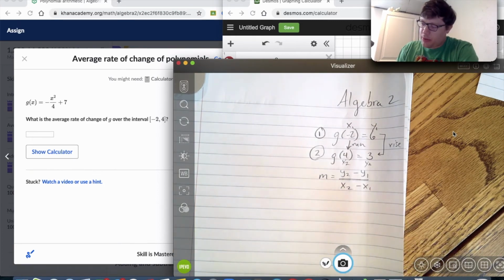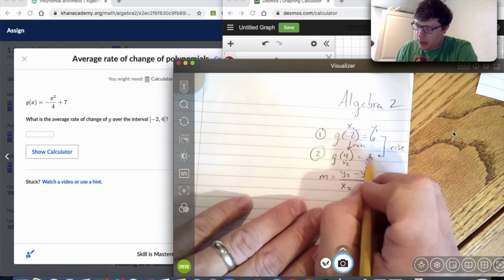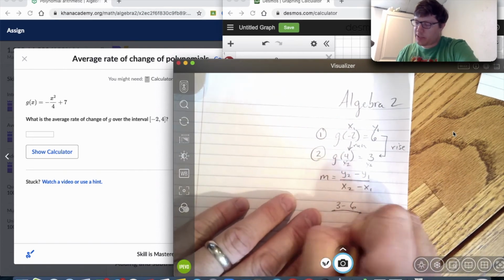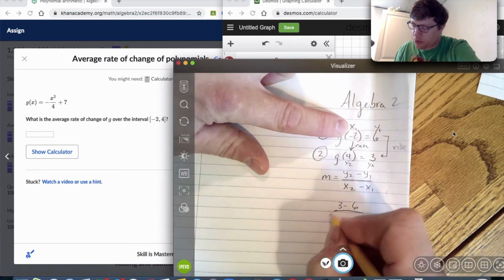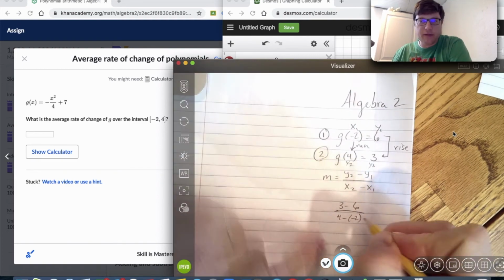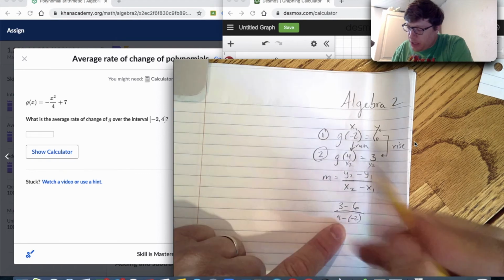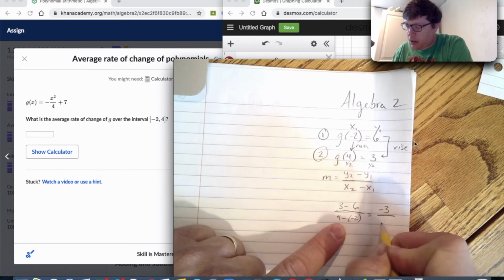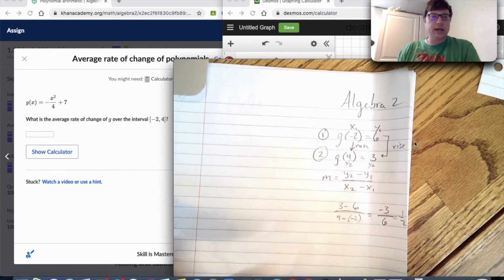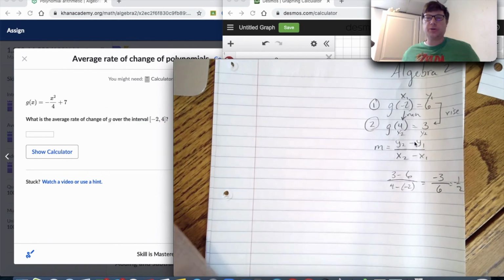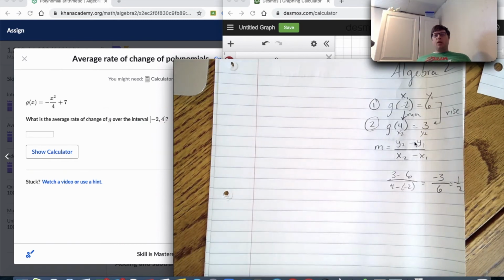So 3 minus 6 over 4 subtracted by negative 2. 4 minus, with parentheses. Don't forget you've got a double negative there, so that is a plus. And so our answer becomes negative 3 over 6, or negative 1/2. We can see that negative 1/2 happen. I'll pause. You can screenshot.